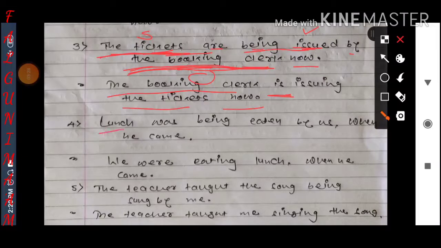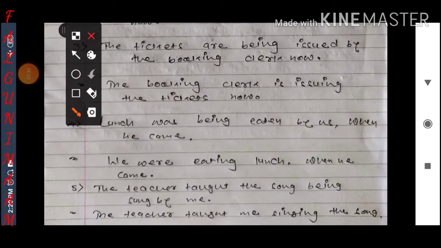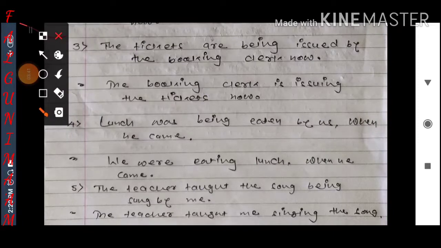Fourth one: Lunch was being eaten by us when he came. Now as I told you in the previous videos also, we do not need to change anything in the second part of the sentence, so we will not touch this, when he came. Whatever changes we have to make are in the first part only. The lunch is the subject, eaten is the verb and us is the object. So us, it means we. Here lunch is singular, that's why was, but we means more than one, that's why were. We were being plus eaten, eating lunch when he came.